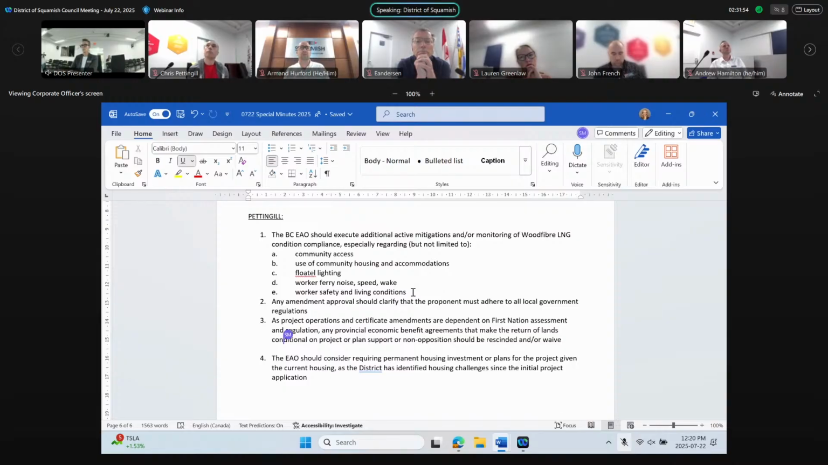So amendment approval should clarify that a proposal must appeal to all local government regulations. I'd say all other regulators, including local government. Just to, again, should be implied. I'm not comfortable wading into bullet point 3 at this point.